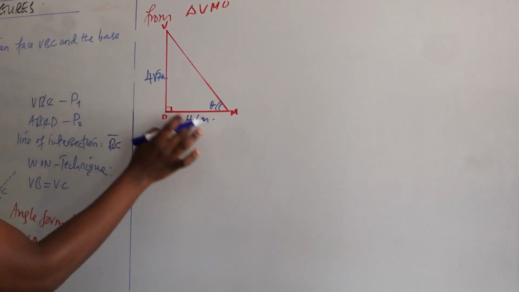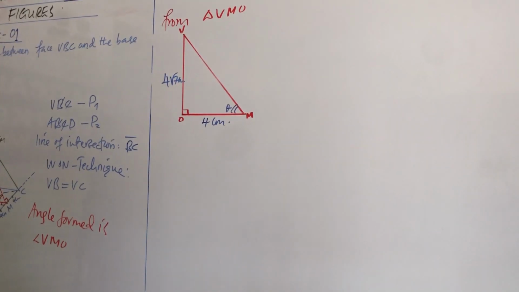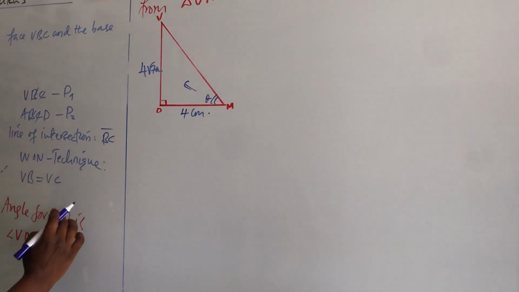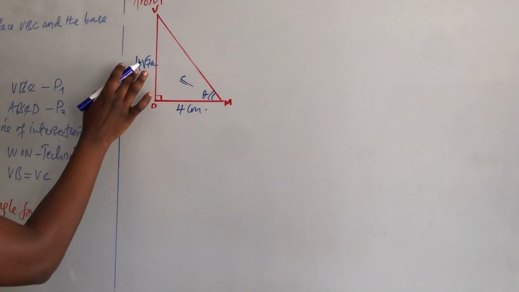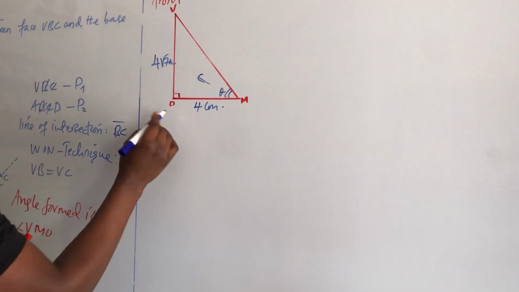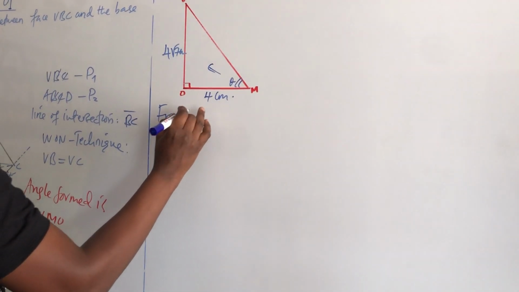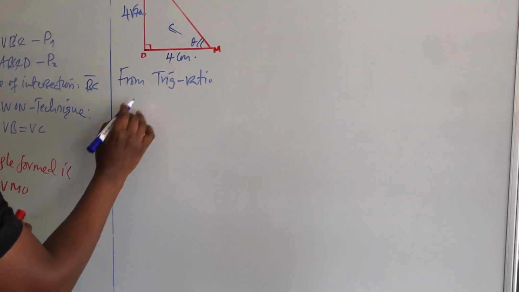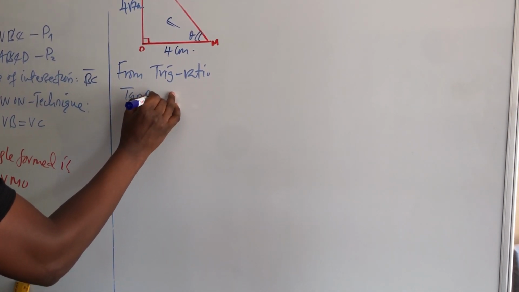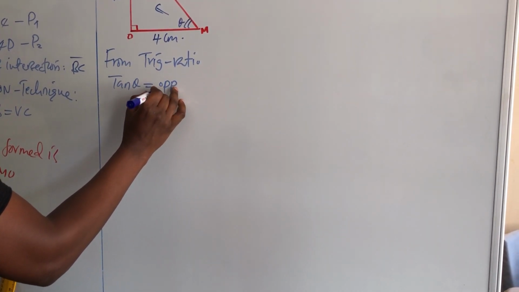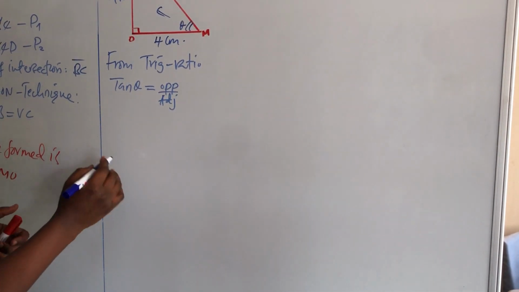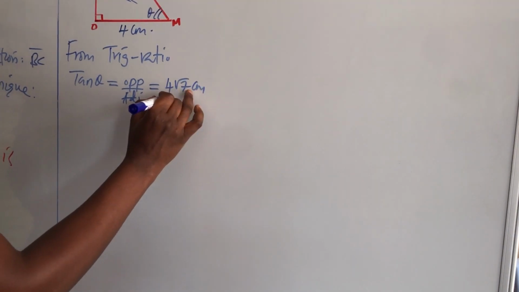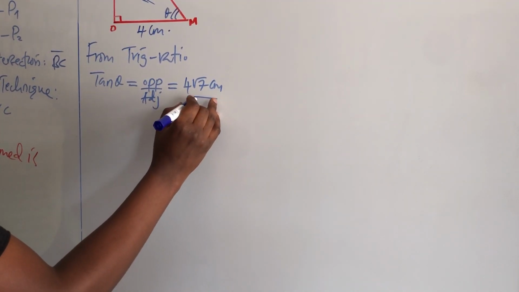So now we have two sides, and we are supposed to find an angle. This angle is opposite to this side, adjacent to this side, and the hypotenuse. So opposite and adjacent are known, so we can use the trigonometric ratio. Now here tan theta equals the opposite side dimension divided by the adjacent side dimension. So here opposite is 4 radical 7 centimeters. Now adjacent is 4 centimeters.